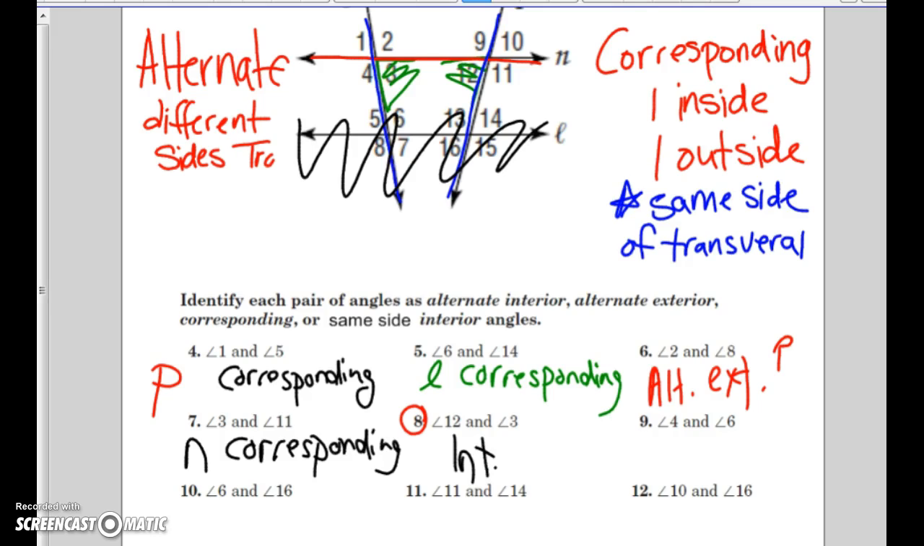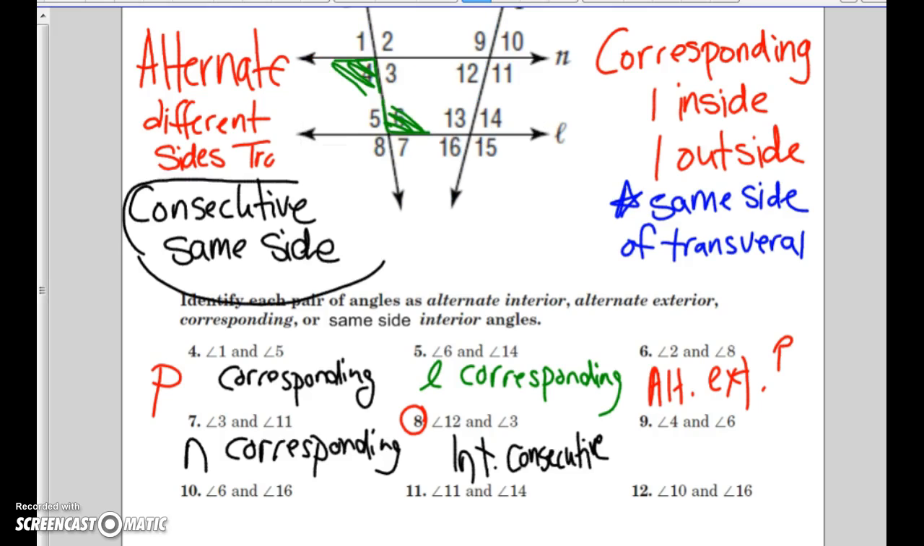Are they on the same side of the transversal or different? Oh, so are they alternate? No, same side. Good. Same side is called consecutive. Okay? Consecutive. That means they're on the same side of the transversal. This goes in the middle of your foldable.